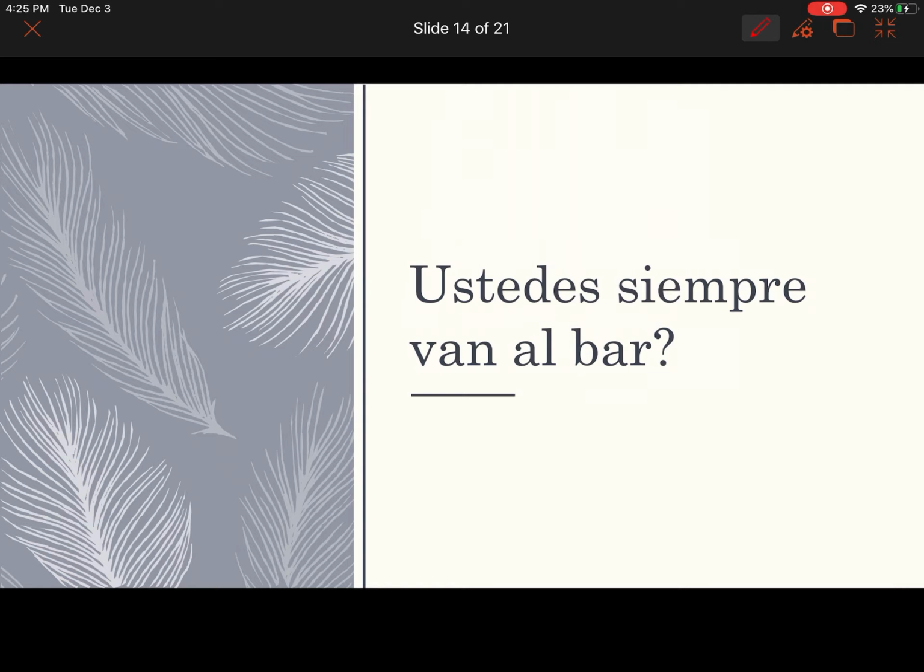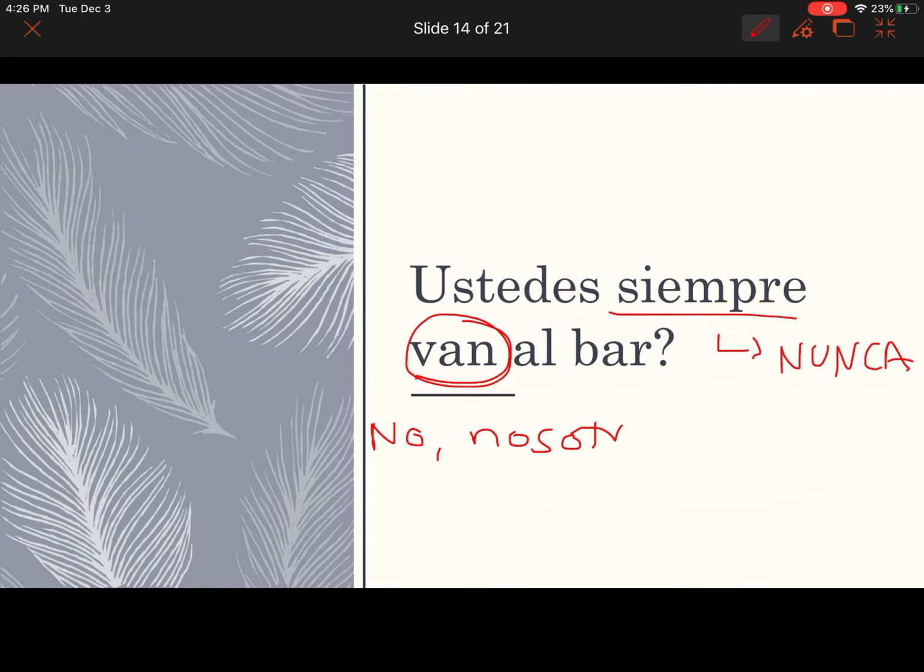Ustedes siempre van al bar. So this is a tricky one because the opposite of siempre is nunca. And with nunca, we can answer this two ways. So the first thing, we'll have the verb, van, but we can make it easier. It's, do you guys always go to the bar? So the answer for you guys is no. Nosotros. And you can, again, do this two ways. You can straight away just put nunca instead of the no. Nunca and the right form, so it would be vamos al bar.